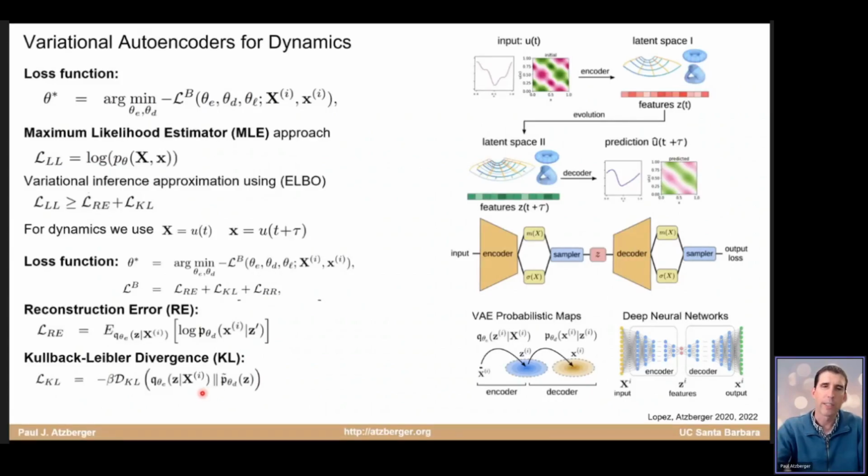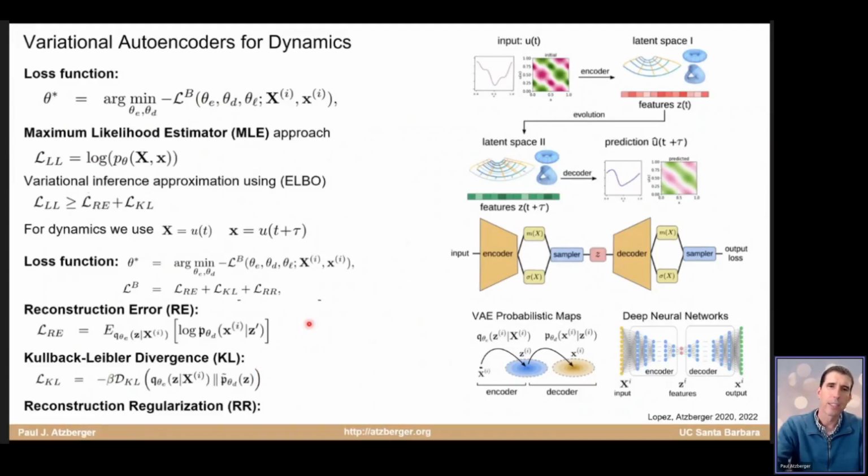All right, so intuitively, the reconstruction error is what you would imagine. It's essentially trying to maximize the overlap of the decoder with the predicted snapshot, and the Kullback-Leibler divergence is serving to regularize how things are going to be ultimately organized in the latent space.